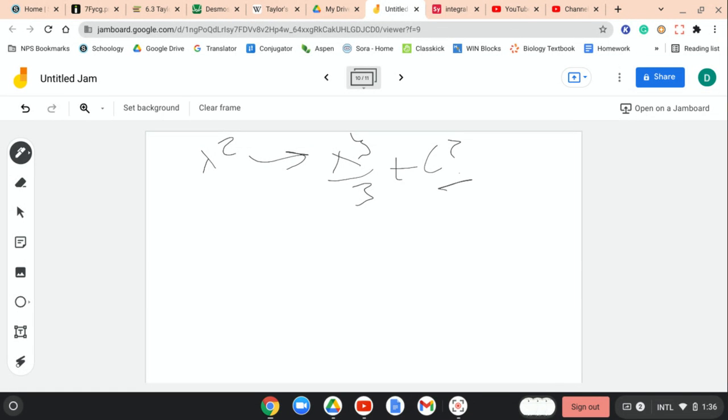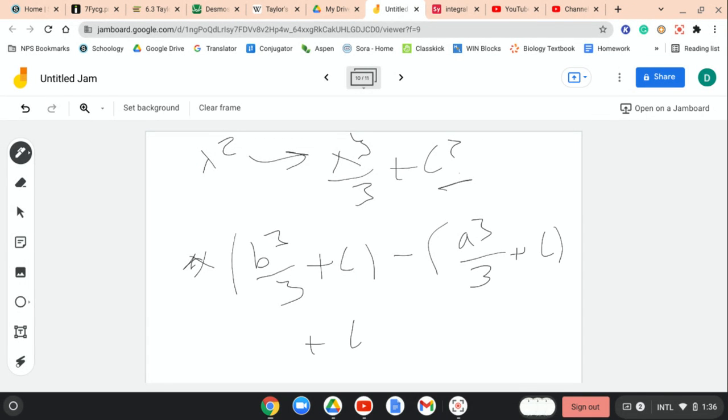Well, let's think of an example. If we're evaluating f of b minus f of a, we're going to get b cubed over 3 plus c, minus a cubed over 3 plus c. You'll notice there's a plus c here, and then this negative gets distributed to a minus c. The c's cancel, so we're left with a definitive answer for the area under a curve. And that is why the second part of the fundamental theorem of calculus is so vital.